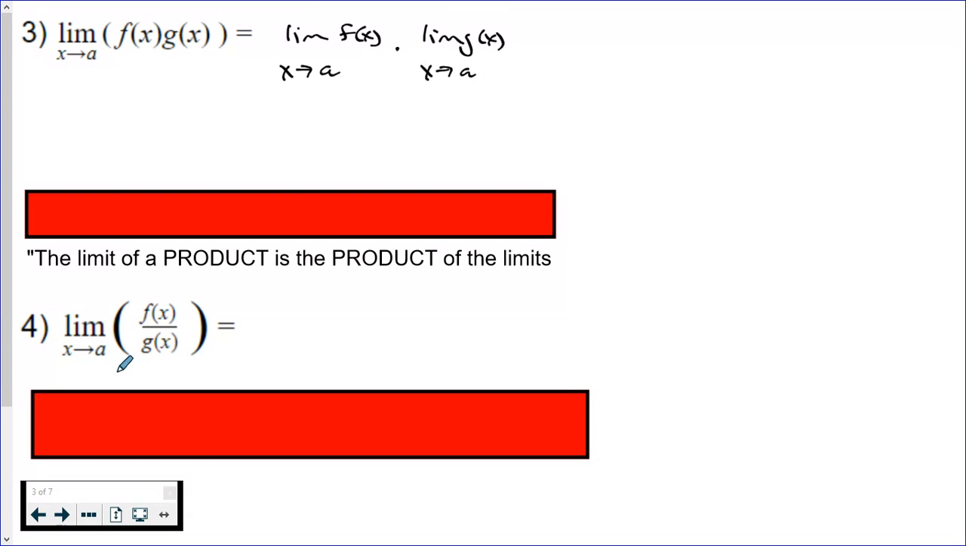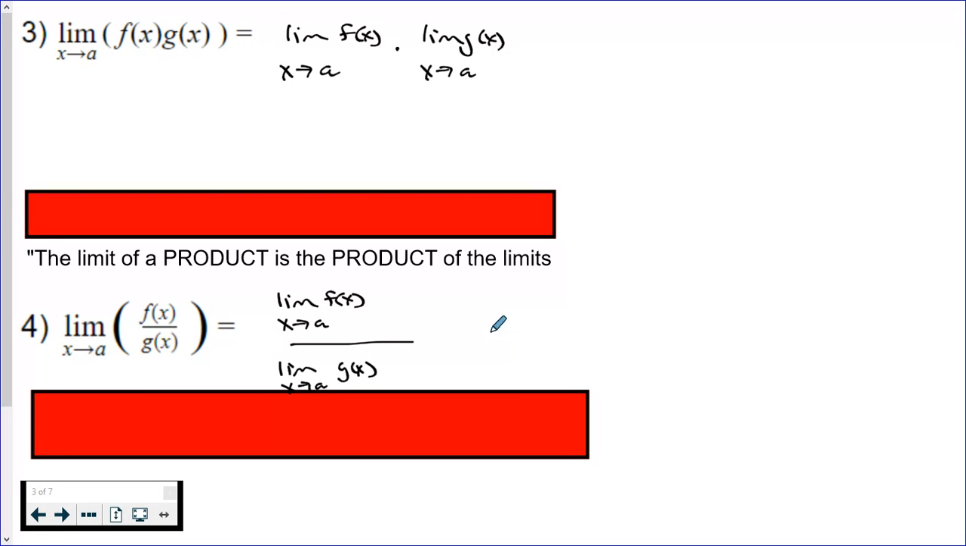You probably already know what I'm going to say here, right? This is the limit of a quotient, right? I'm dividing two functions. Well, guess what? Do the limit of each individual function separately, and then you're going to go ahead and divide those two limits. So the limit of a quotient is the quotient of the limits.